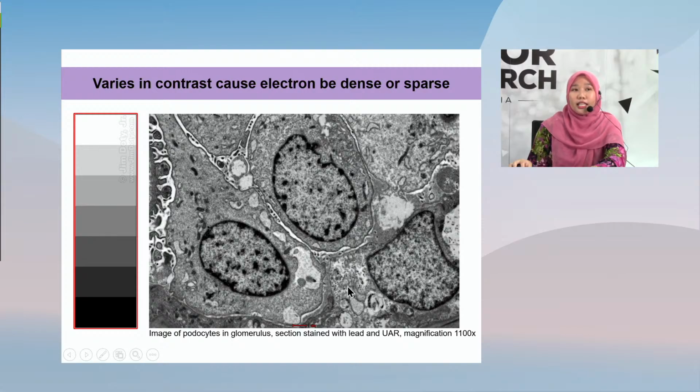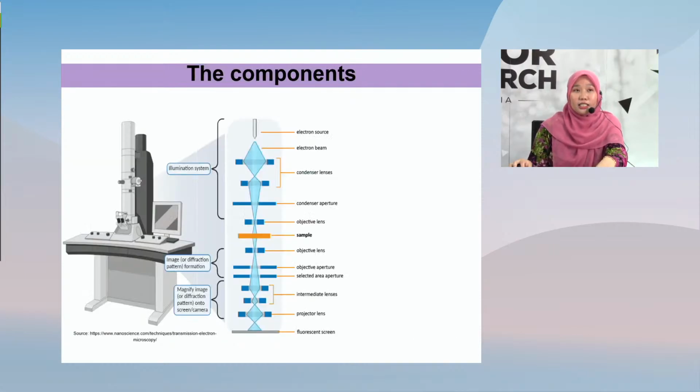In TEM, we can see variations in contrast because electrons are made dense or sparse. Certain structures within the specimen will take up more of the stain than other parts of the specimen, and those are called electron-dense regions. When the electrons pass through an electron-dense region, they lose more energy compared to when they pass through a sparser region. This phenomenon is used in TEM to visualize the specimen at a high level of resolution and magnification. Okay, so these are the components in TEM.